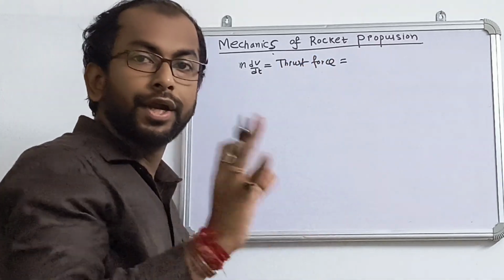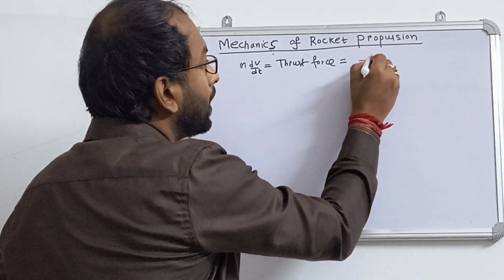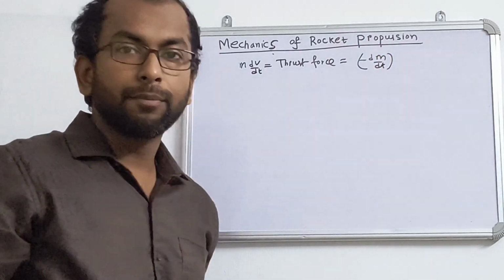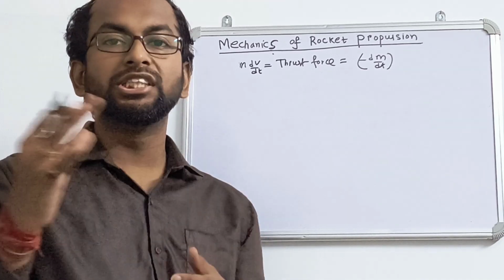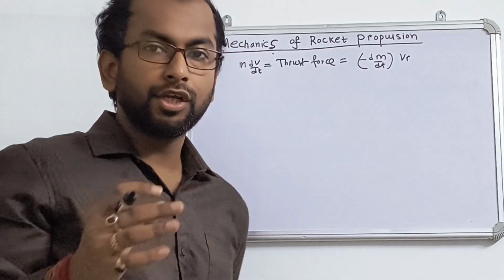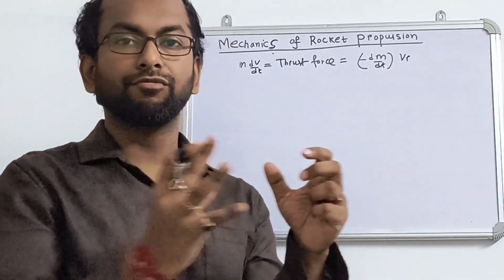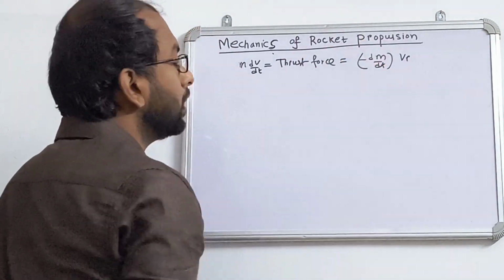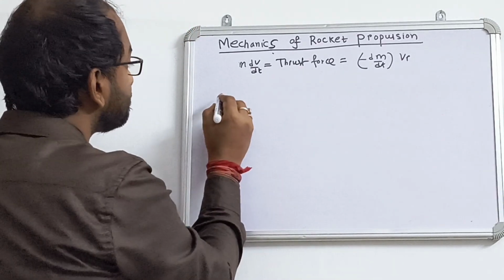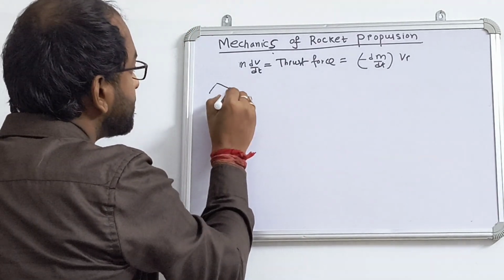That is the rate of losing mass, minus dm/dt, multiplied by the velocity at which this mass is leaving the system. That is Vr, the relative velocity of the mass which is leaving the original system. Now this is very similar to rocket propulsion. How? We'll see that. Suppose this is a rocket.